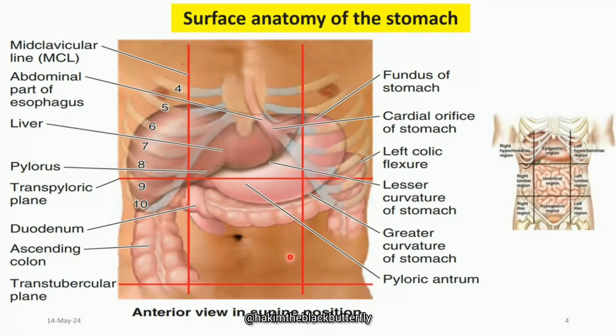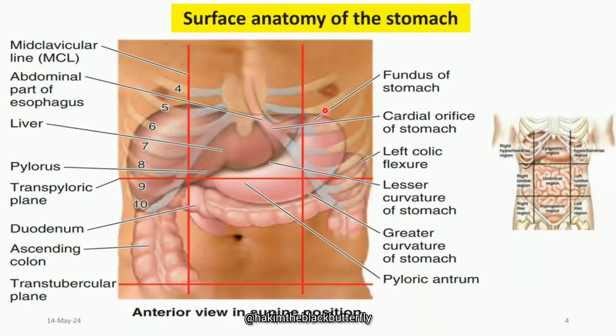So it's going to be behind the left costal margin. You can see the level of the fundus. The fundus is going to be at the level of rib number 5, or you can say the level of the 5th costal cartilage. The cardia is going to be at the level of the sixth costal cartilage. You can see the greater curvature is going to extend towards the left side. The lesser curvature is also extending to the left side. And the whole of this central portion, the body, is going to be behind the left costal margin.